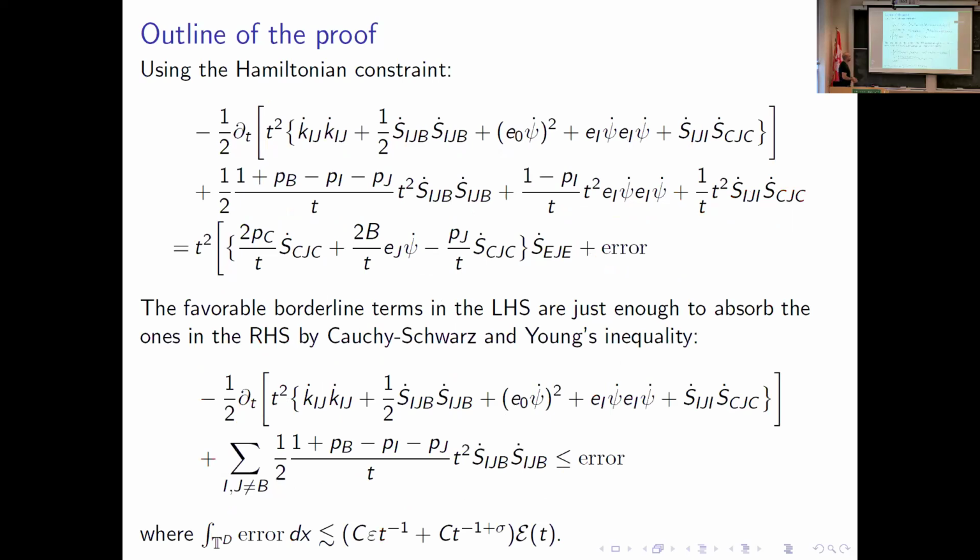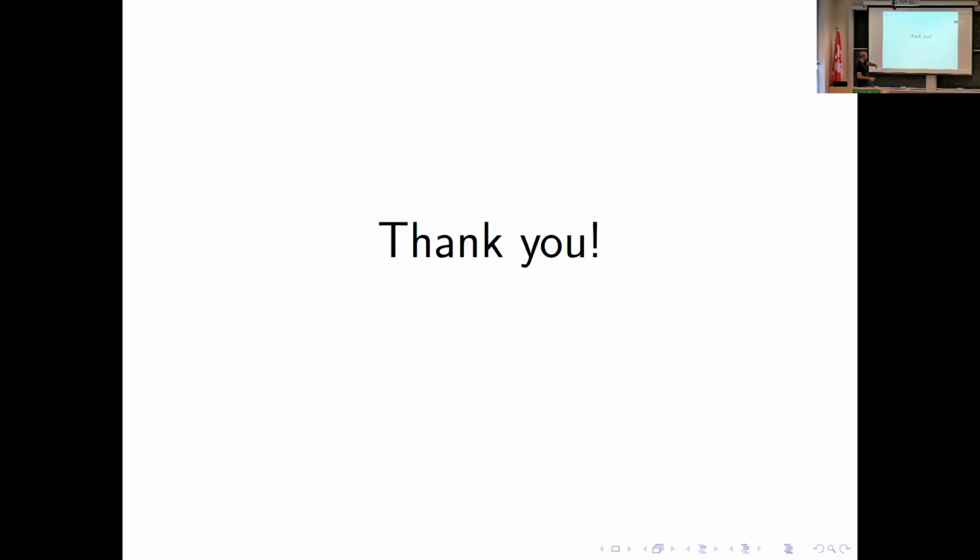Okay, and once you have this, you can estimate the error, and the main point is that the borderline term of this guy is of size epsilon, like the coefficient. And this is all you need to close the top order estimate. So once you have this, you integrate in space, and once you estimate the error, you get the desired top order estimate. Okay, thanks a lot.